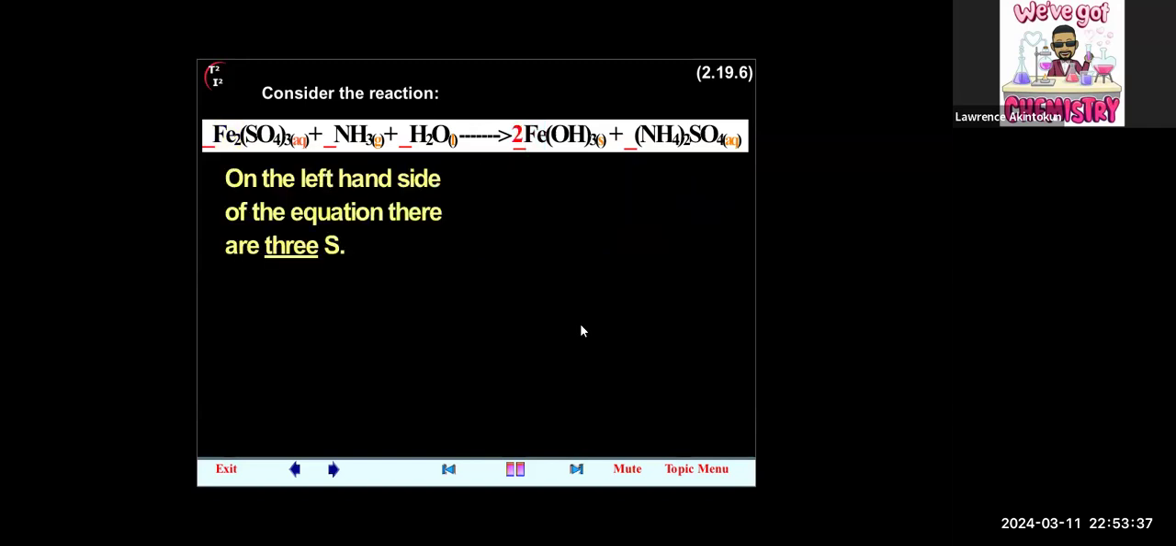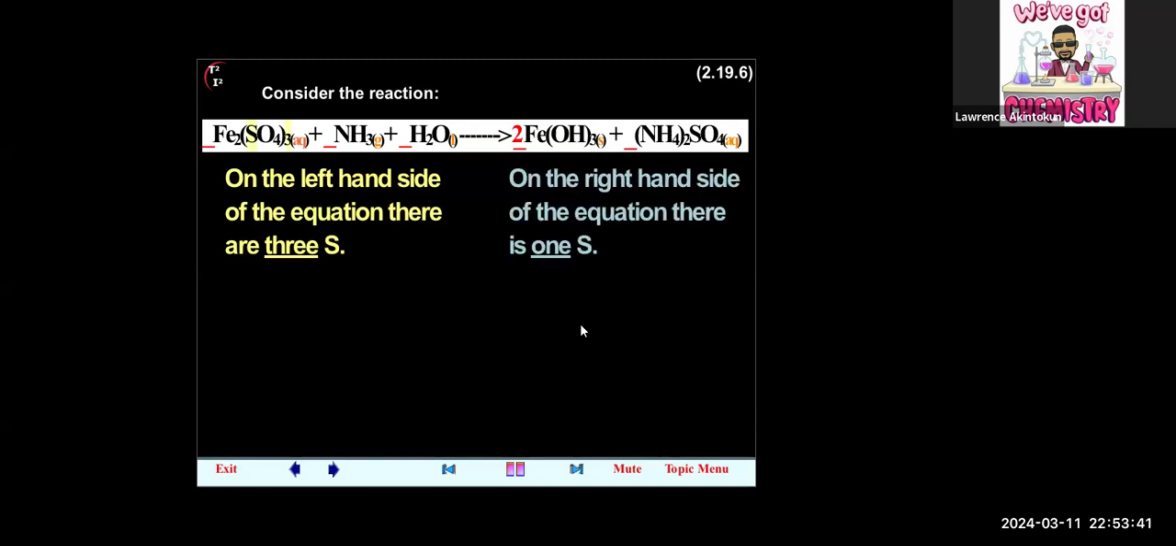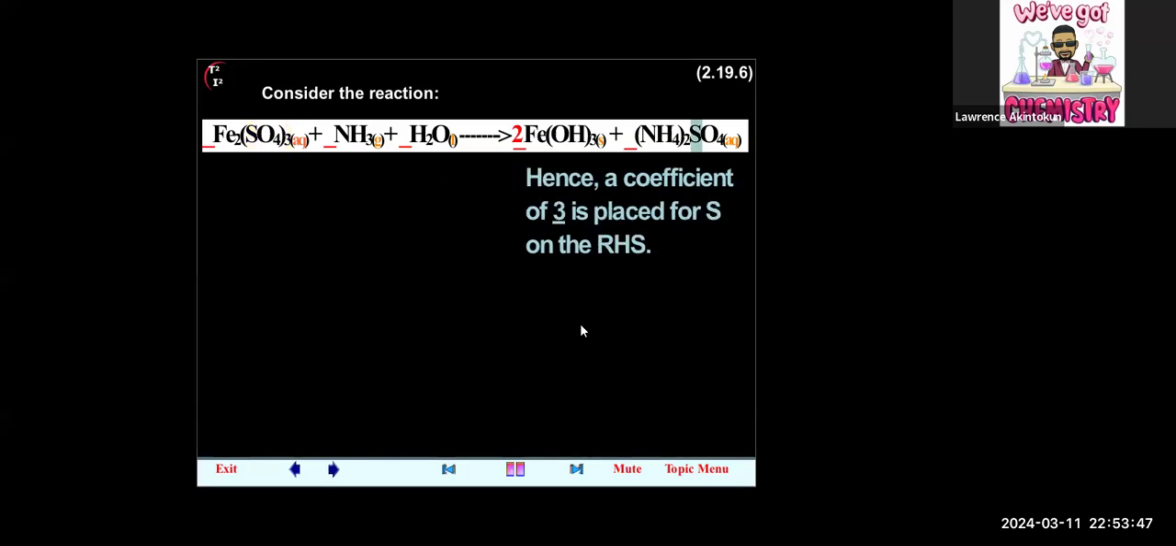On the left-hand side of the equation, there are 3 S. On the right-hand side of the equation, there is 1 S. Hence, a coefficient of 3 is placed for S on the right-hand side.